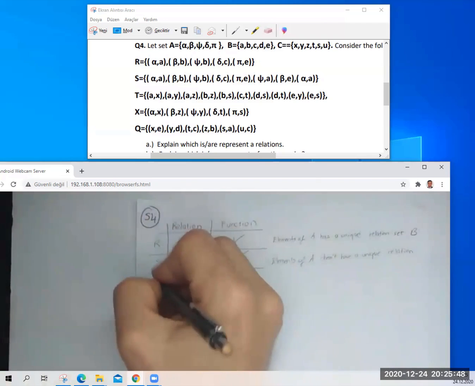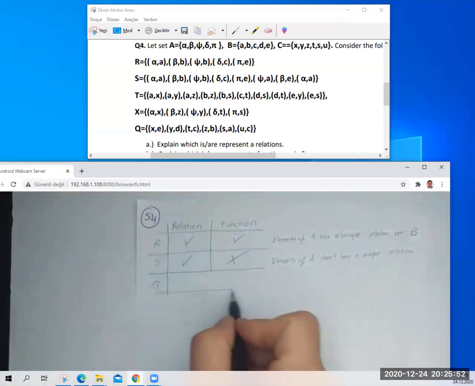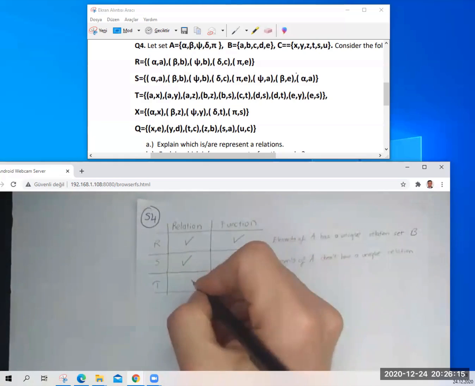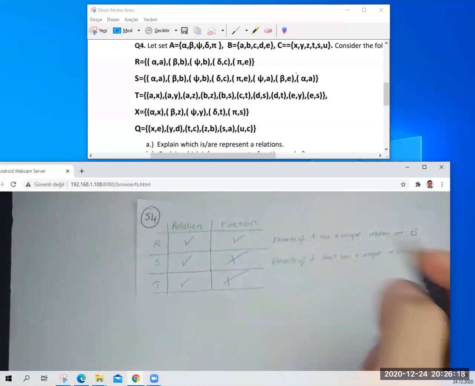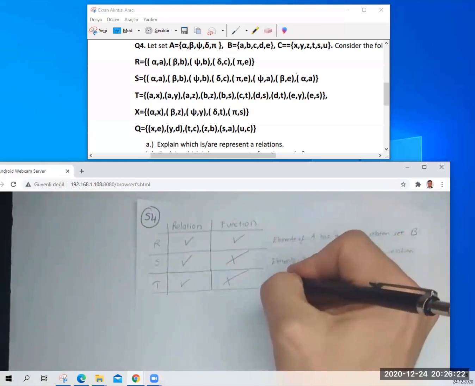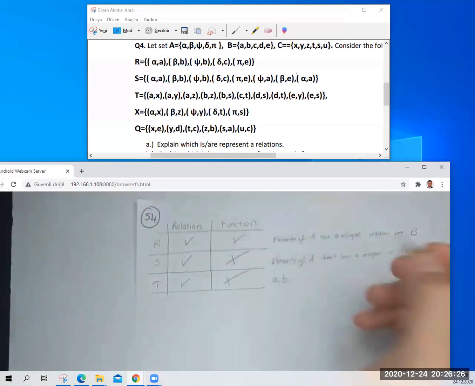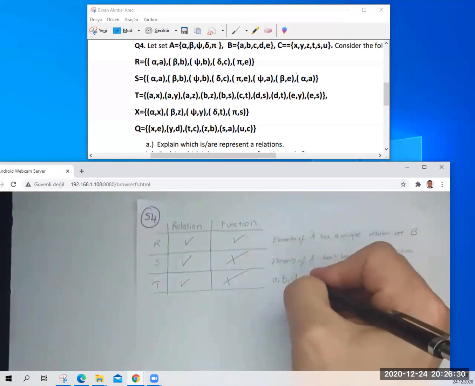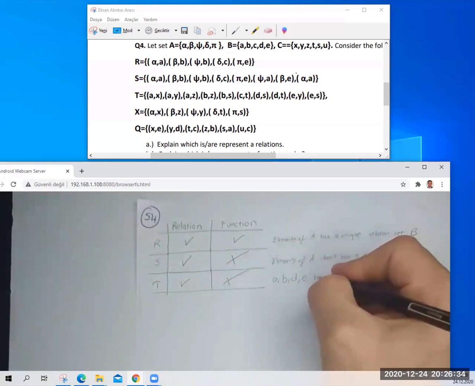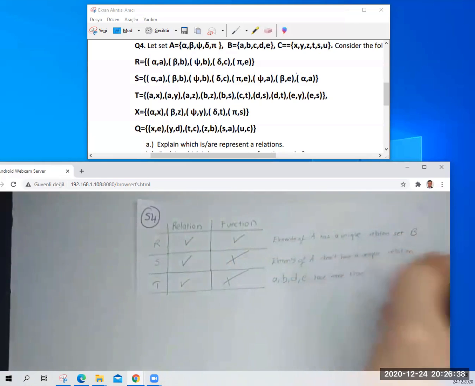And T, let's look at T. As you see here, as a T, A has a relation with X, A with Y, A with Z. In set B, elements have more than one relation to set C. So we will say this is a relation, of course, but not a function. D and E have more than one relation. If there is a unique relation, we will say this is a function.